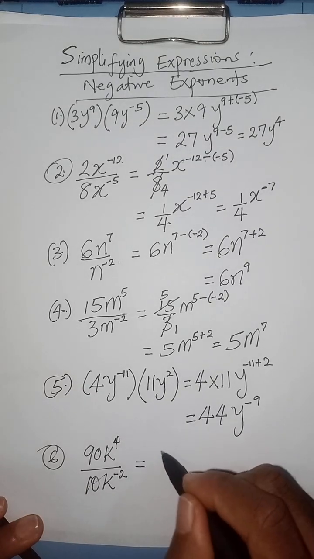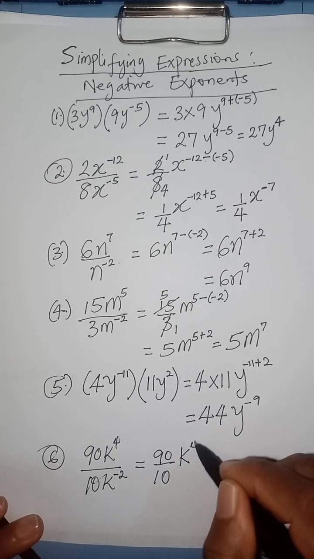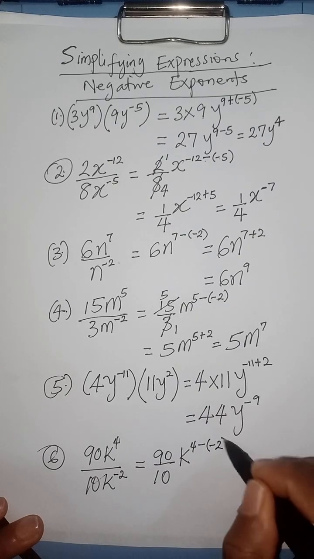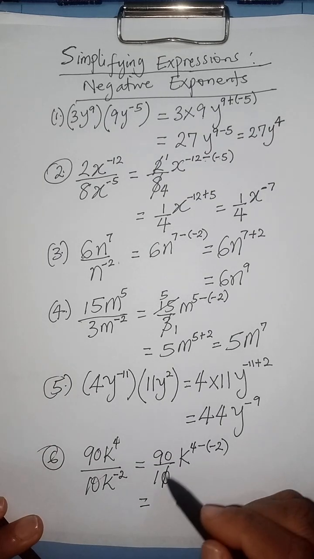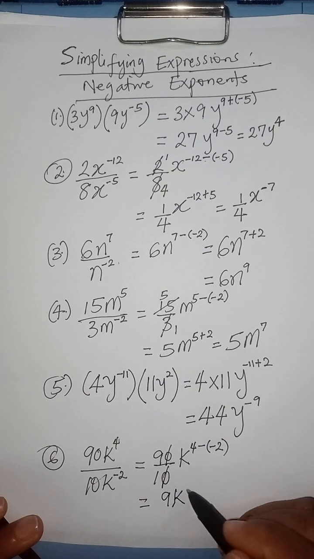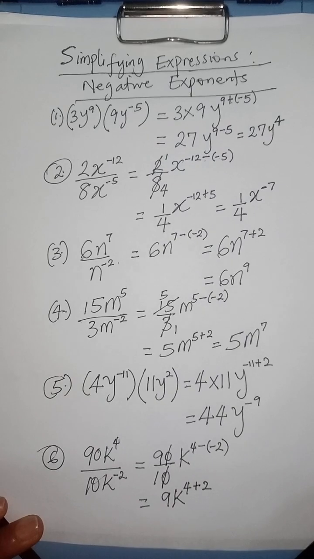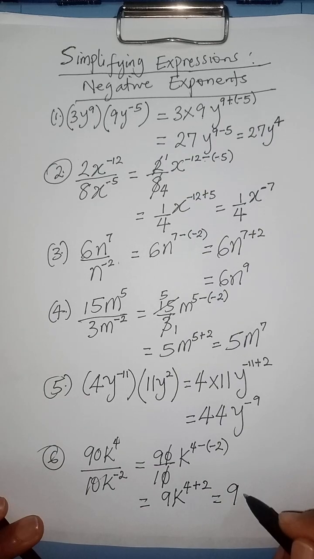This is the same thing as dividing the coefficient and picking the k raised to the power 4. Division means minus 2. You're subtracting this minus 2. This will give you, this will cancel this, and 9k raised to the power 4 minus times minus is plus 2. And so the final answer to this question is 9k raised to the power 6.